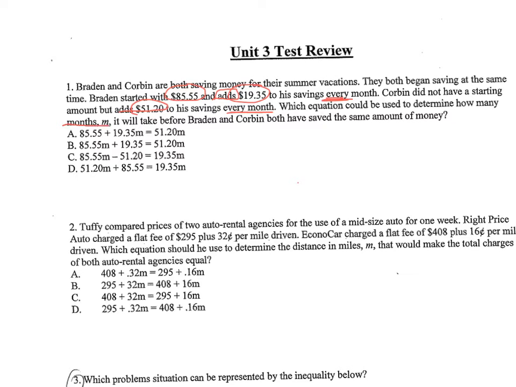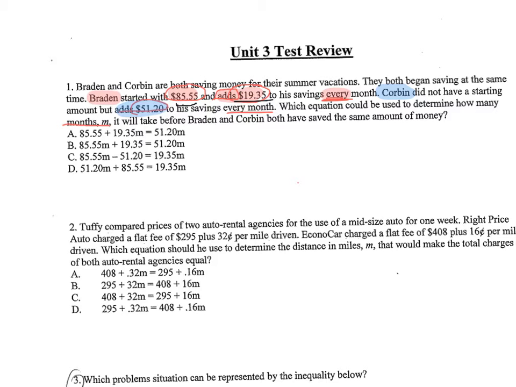Okay. I don't need to read every single word in here, but I do need to know that there are 2 people, 2 situations. I'm going to highlight. This situation is Brayden, and then we've got Corbin here, just so I can keep those separate. So the first thing I want to look for is to make sure the numbers are matched up correctly, like they're on the right sides of the equal signs. If Brayden has $85.55 and $19.35, I want to make sure they're on the same sides. That's the first thing I'm looking for before I even look at variables or anything like that.